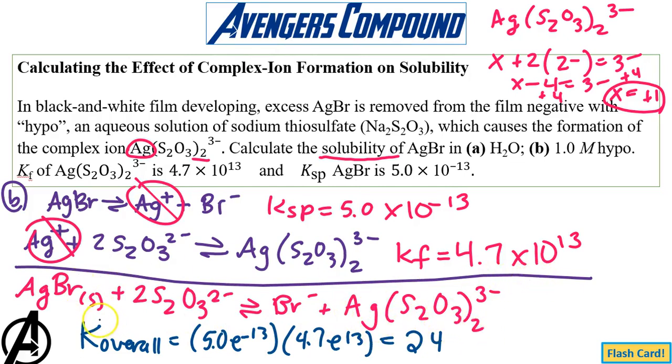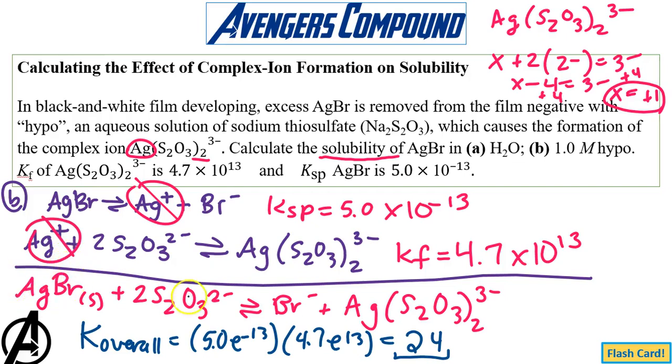We also can now get our K overall. Since we coupled or added these reactions together, we now have to multiply the equilibrium constants. So that means we have to multiply 5.0 times 10 to the negative 13 by 4.7 times 10 to the 13. And I get the value of 24. But that's not all, folks. They want us to calculate the solubility of AgBr.